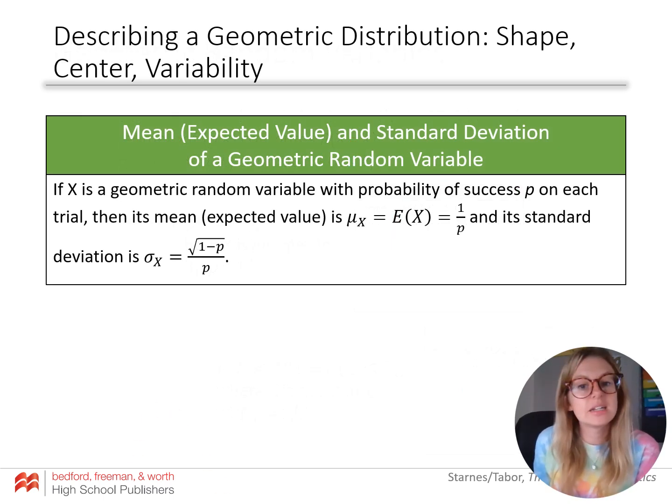All right, mean and standard deviation also has a formula, again, on your formula sheet. So the mean of a geometric distribution is just 1 divided by the probability, and its standard deviation is the square root of the probability of it not happening, divided by the probability that it does happen.